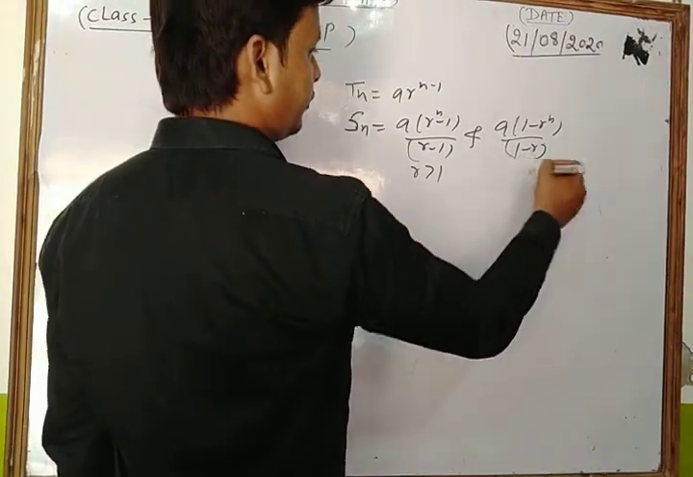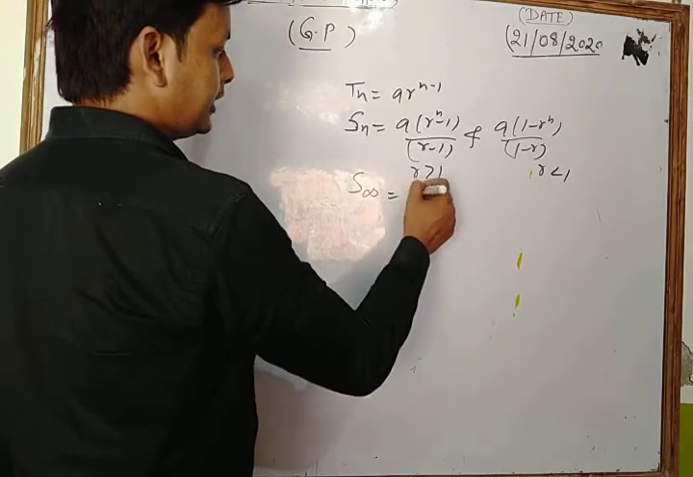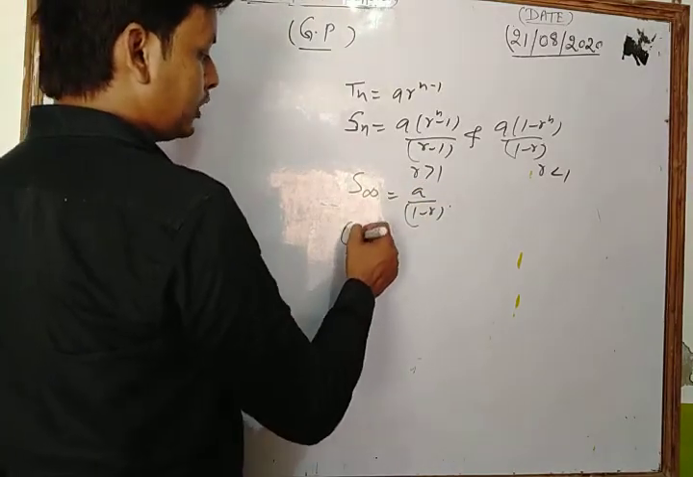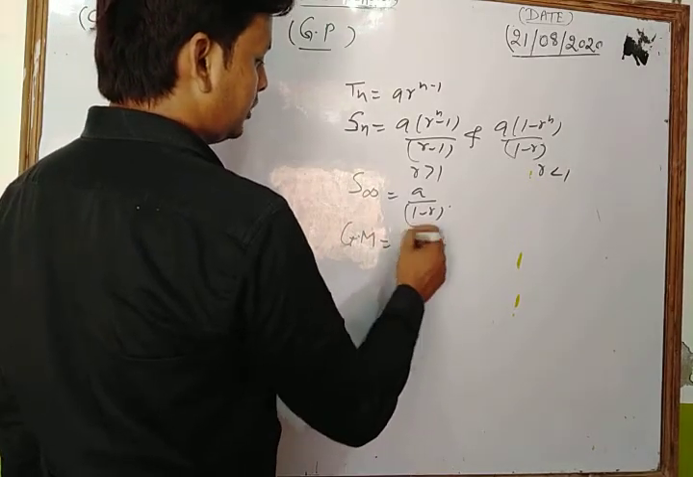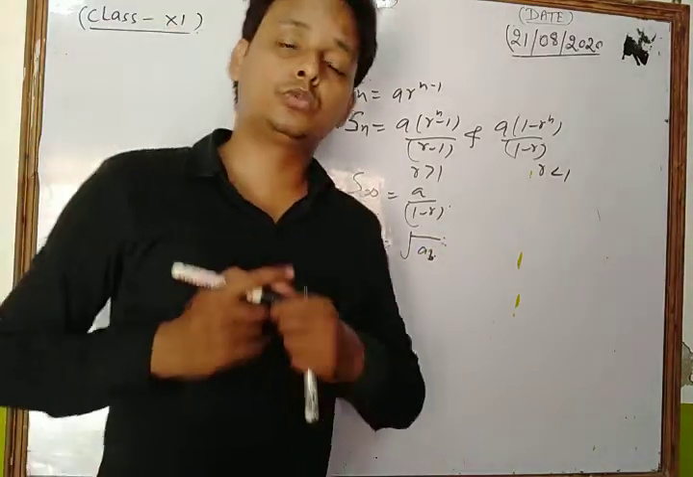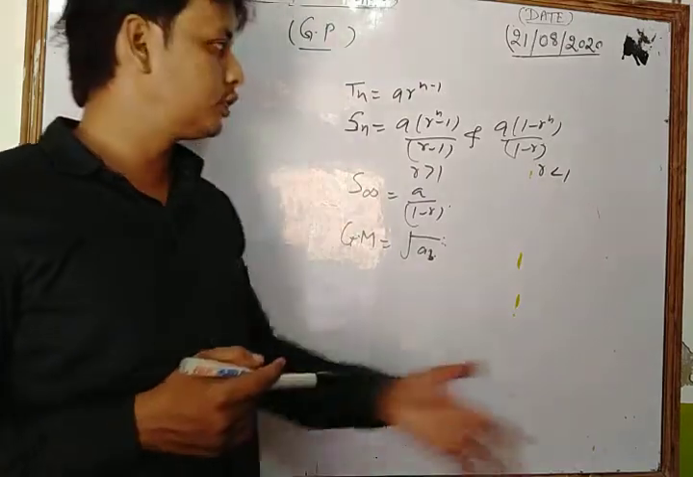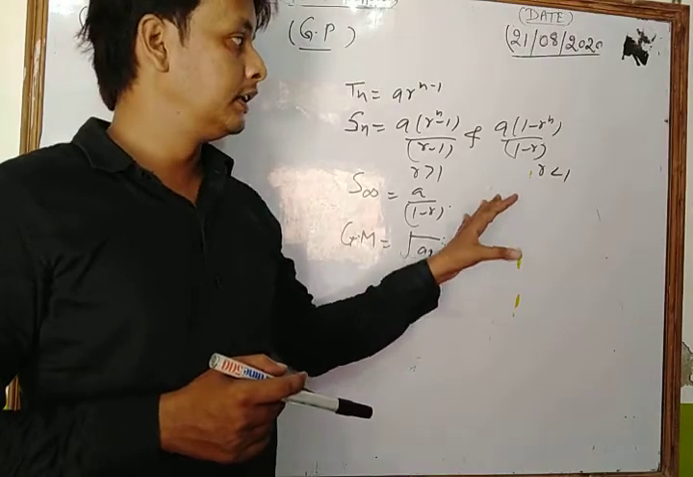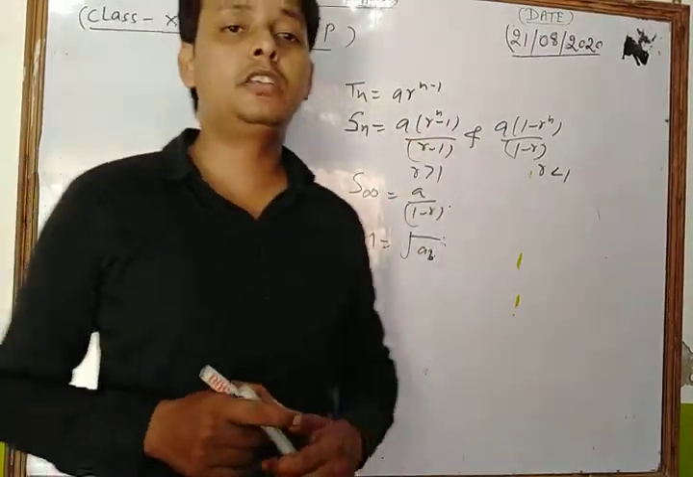The second formula is valid when r is less than 1. We also discussed the sum of an infinite GP, which is a upon 1 minus r. We discussed the geometric mean between two numbers. We know that the arithmetic mean is (a plus b) upon 2 and the geometric mean is under root ab. We also discussed inserting n geometric means between two numbers. So dear students, we discussed all the formulas and we can solve so many questions based on each and every formula.